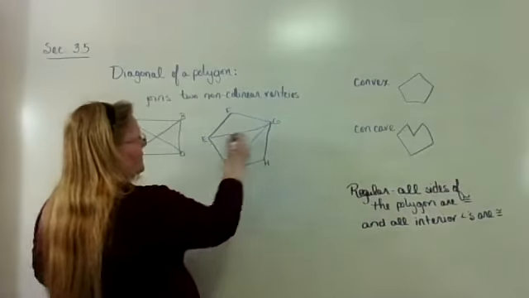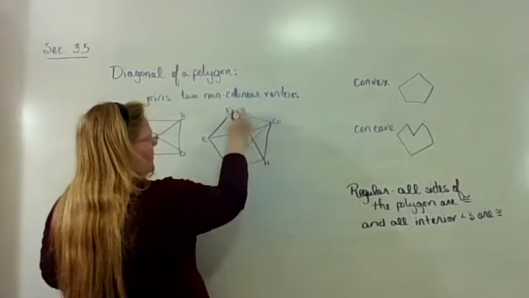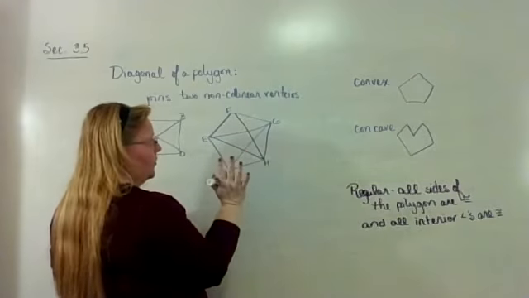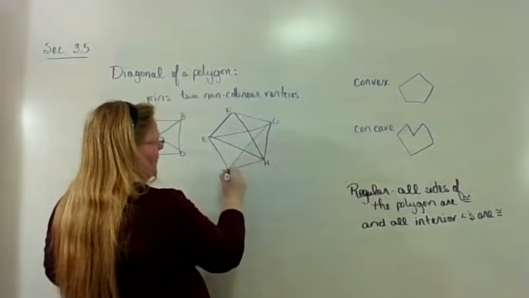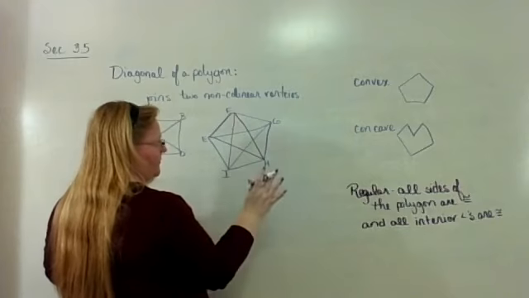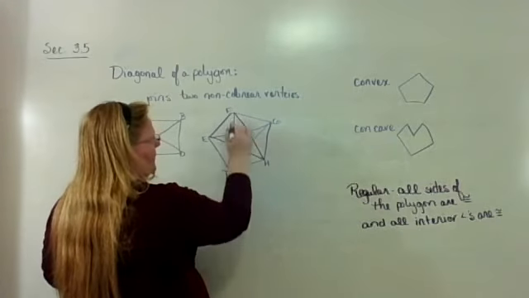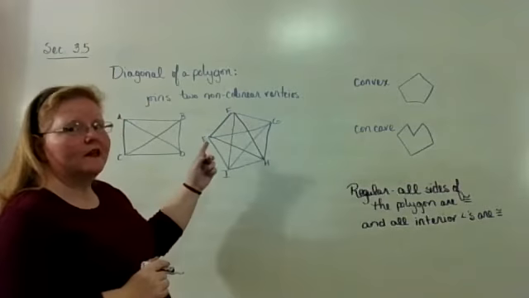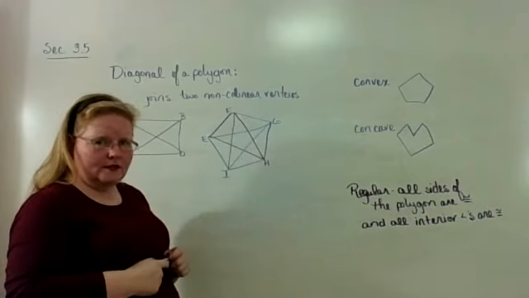So I have these two from there. When I get to H, I can draw 2. That's a total of 4. When I get to I, I've already got that one, so I can only draw that one. That's 5. When I get to E, they're both already in there. F already has theirs. So there are only 5 unique diagonals in a pentagon. See how that works?